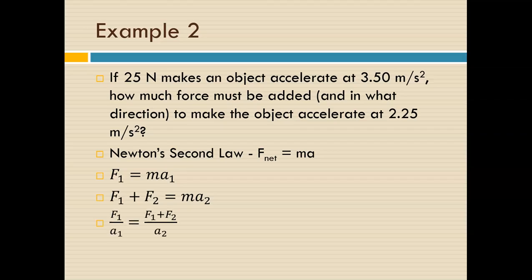And so I get the proportion F1 over A1 equals F1 plus F2 over A2. Net force divided by acceleration is equal to the net force divided by the acceleration, because it's the same cart, so the mass doesn't change. Do you see how we can work with that? Okay, then all I've got to do is a little bit of algebra. You see the algebra here, right? First we do the cross multiply, then we get rid of the common factors.